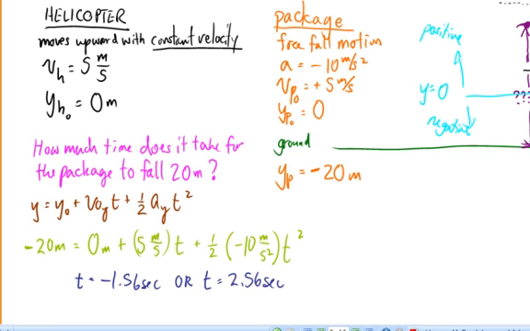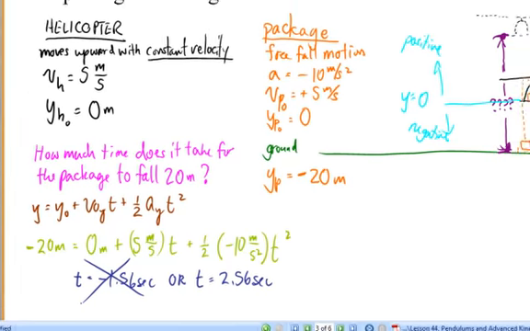There are two roots. One of them is meaningful, the other one is not meaningful. In our context, we want the positive root. In other words, the amount of time it takes for the package to fall 20 meters from where it's dropped from this moving helicopter is 2.56 seconds, roughly.